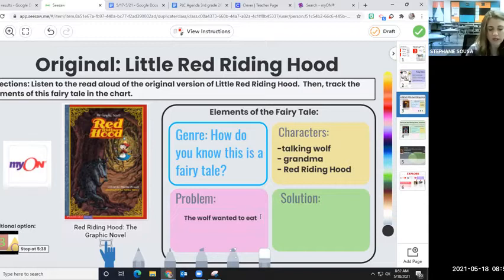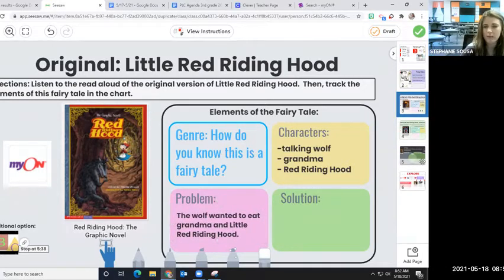So the wolf wanted to eat Grandma and Little Red Riding Hood. Goodness gracious, I can't type today. That was the problem. The evil there is the wolf. The good there is the Grandma and Little Red Riding Hood wanting to live. Go ahead and copy that down.